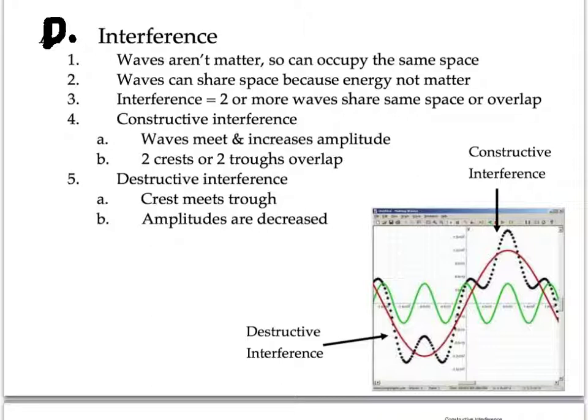On the other hand, there's destructive interference. And this would happen when crests meet a trough. So therefore you've got two waves that are sharing the same space that are kind of wanting to go in opposite directions. Okay, this is actually going to decrease the amplitude. If you look down at the diagram in the lower right hand corner, there's a couple of waves there that are showing how both of these might work.